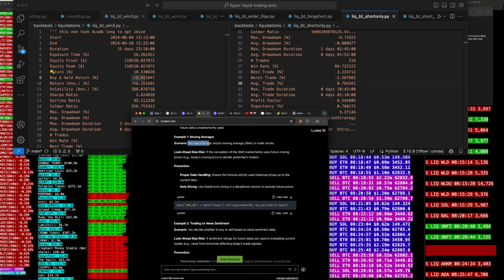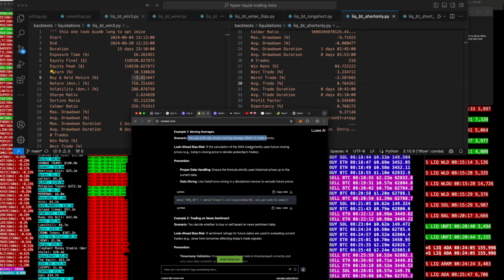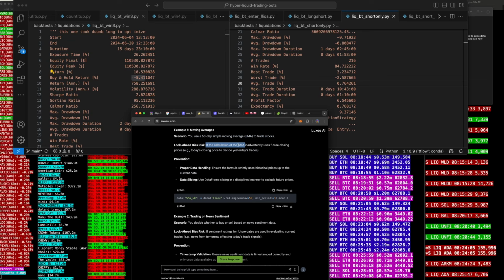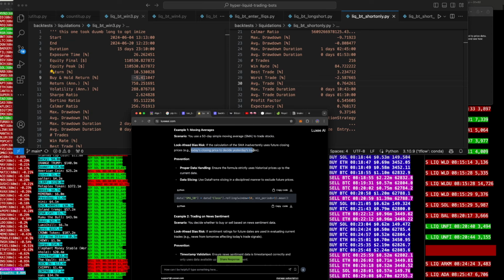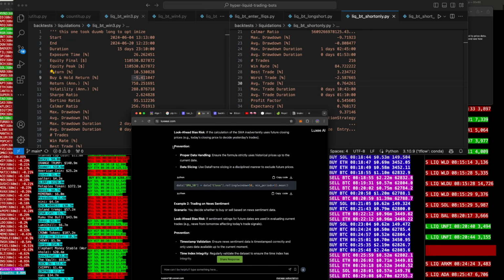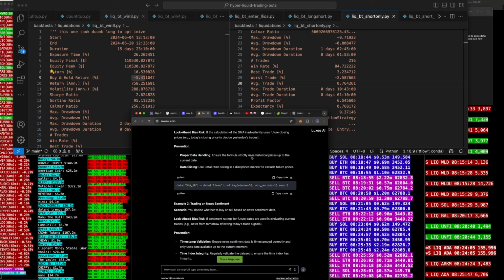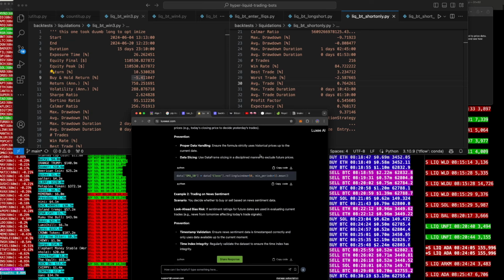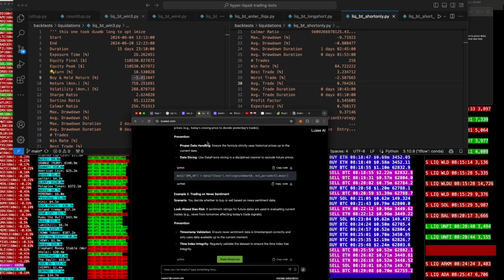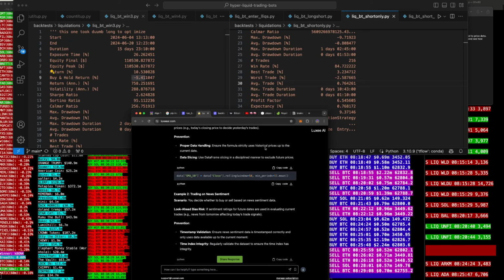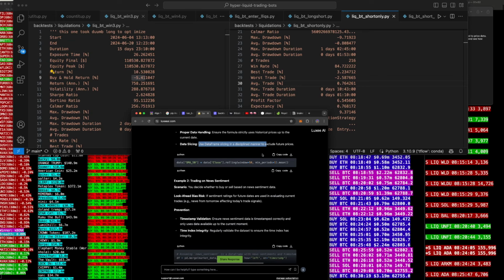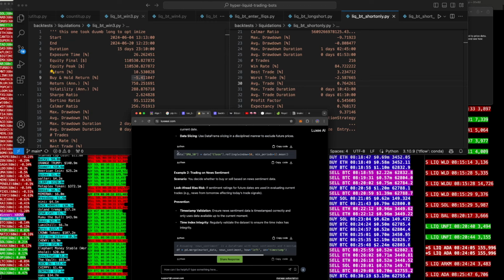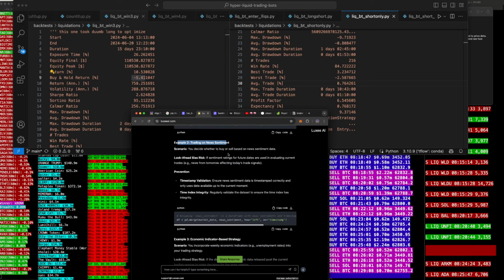Example 1, moving averages. Scenario: you use a 50-day simple moving average to trade stocks. Look-ahead bias risk: if the calculation of the SMA inadvertently uses future closing prices, e.g. today's closing price to decide yesterday's trade, that's look-ahead bias. Prevention, proper data handling: ensure the formula strictly uses historical prices up to the current data. Data slicing: use data frame slicing in a disciplined manner to exclude future prices. So slice correctly.